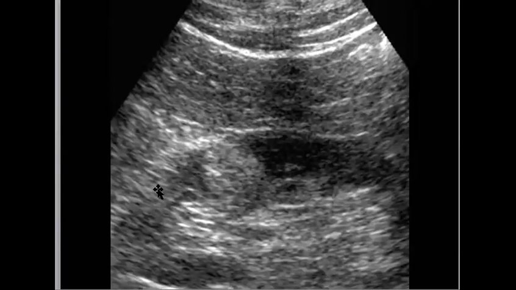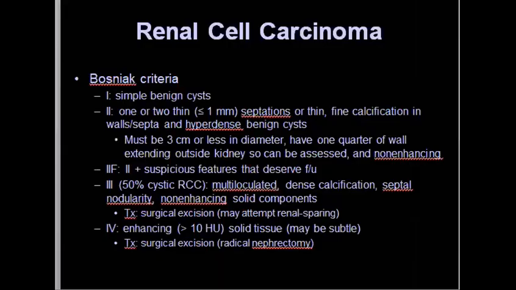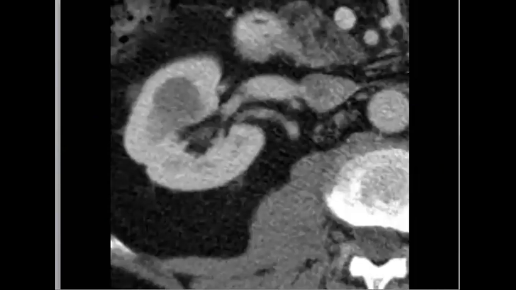So RCC can present in many different types, but the rule is that if you find any focal lesion in the kidney, then you put RCC at the top of your differential diagnosis. Then you try to characterize it with many other images or sequences and so on. Okay. So this one was RCC, and the good issue about this is what is called the Bosniak classification.